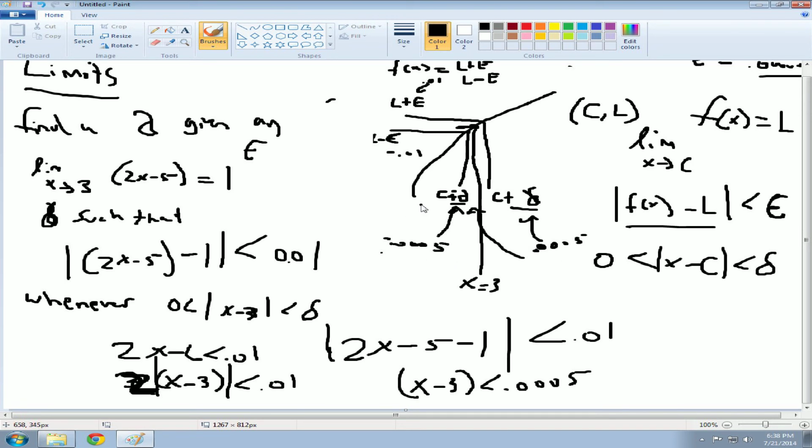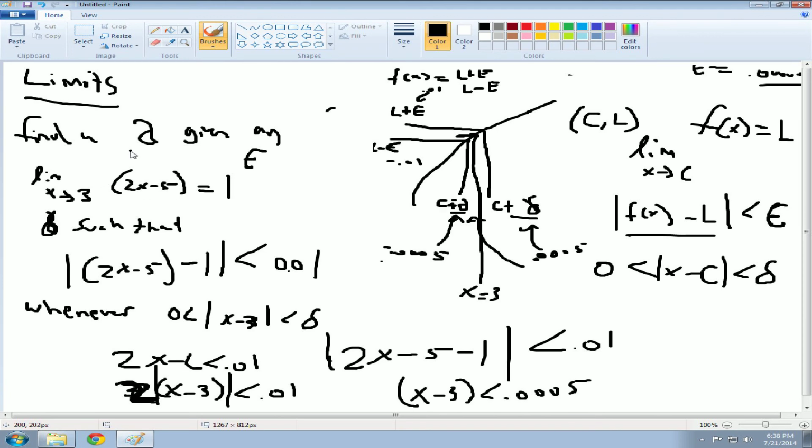Basically, it's kind of playing a game where you give me something, I give you something else, you give me something, I give you something else, and just by working it out you can solve for what epsilon and delta would be.